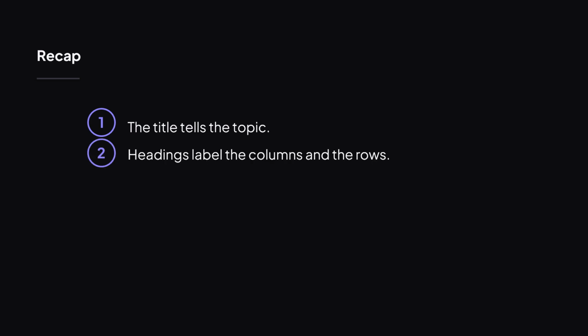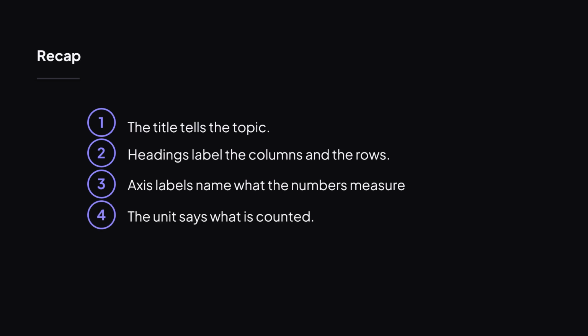Now let's recap what we've learned so far. The title tells the topic. The headings label the columns and the rows. Axis labels name what the numbers measure. The unit says what is counted, and the legend says which color is which group.